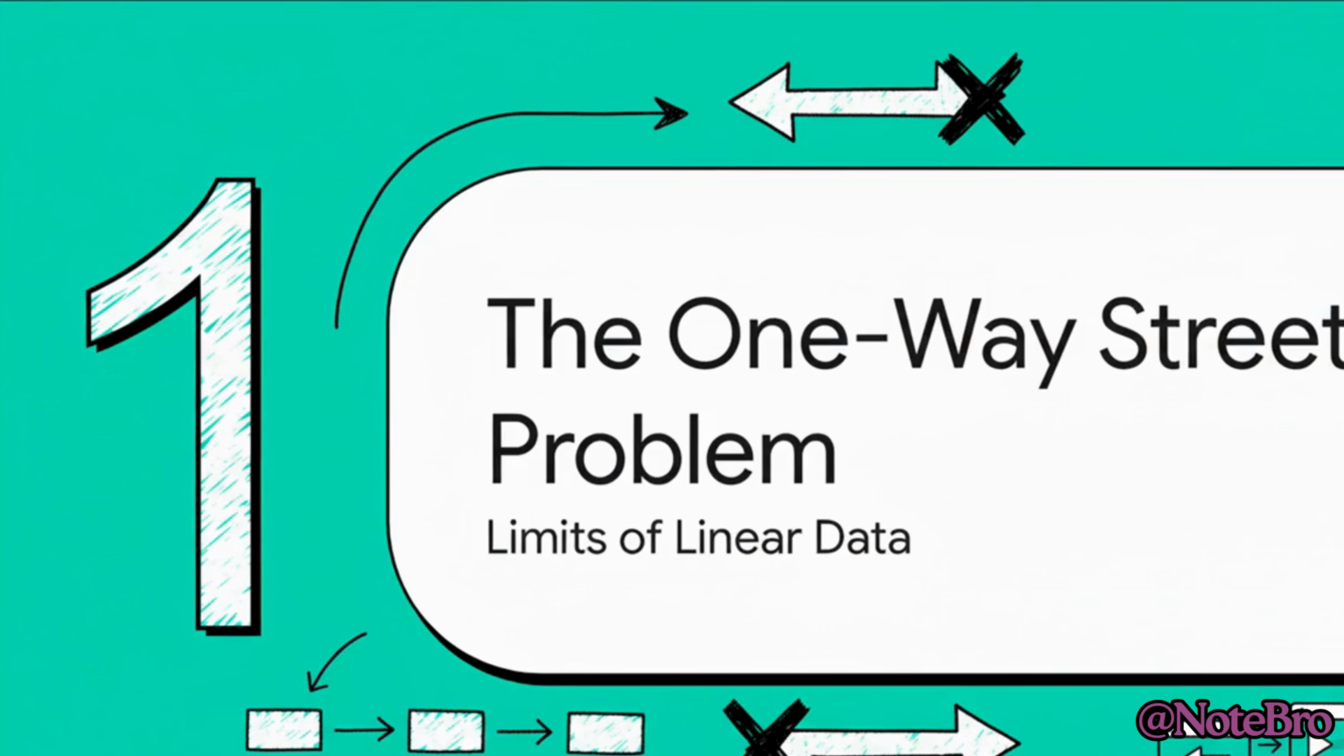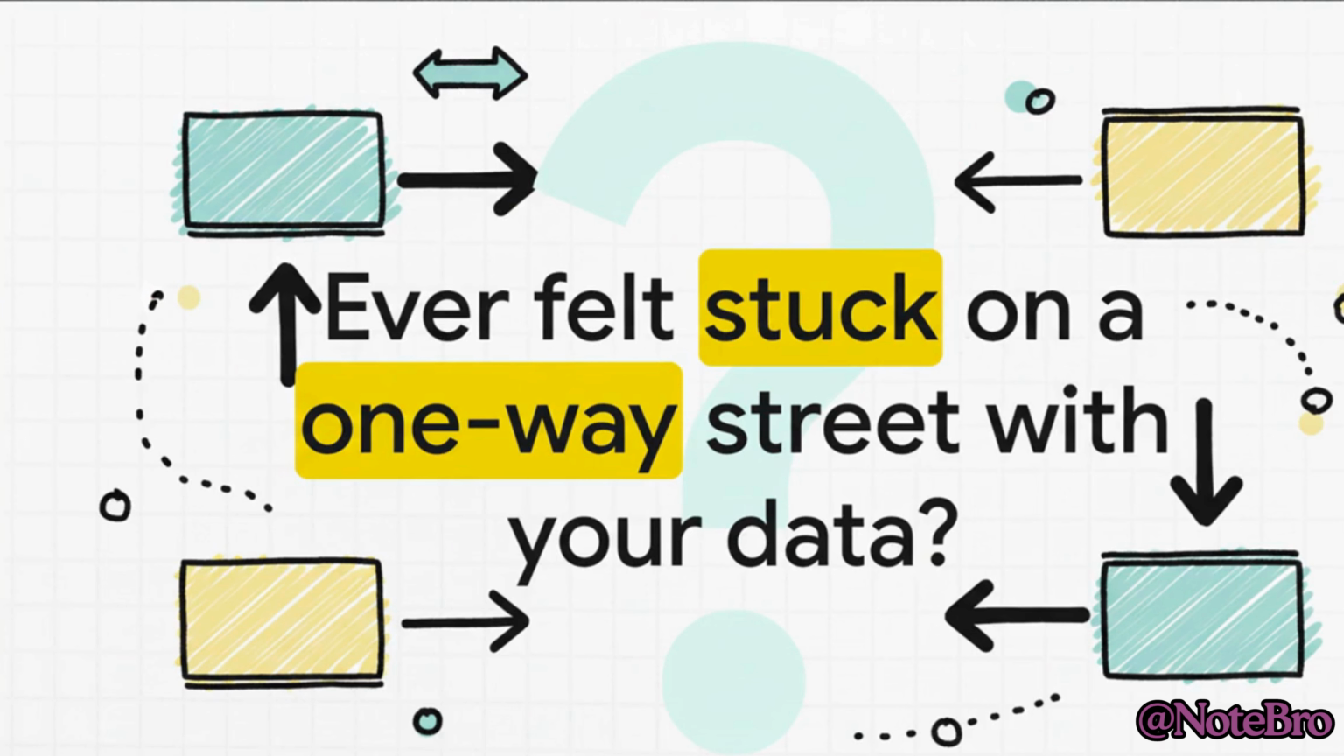You see, a lot of common data structures only let you move in one direction. And that can be, well, incredibly limiting when you really need flexibility with your data. I mean, you've been there, right? It's a classic frustration. You're moving along your list, node by node, and then it hits you. You need to go back just to check a value you just passed. But you can't. You're completely stuck on this digital one-way street, and the only way to get back is to go all the way to the start and begin again.